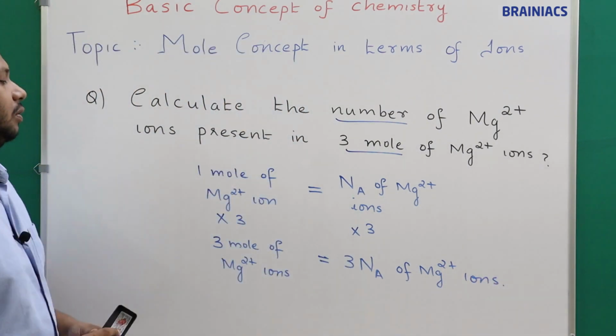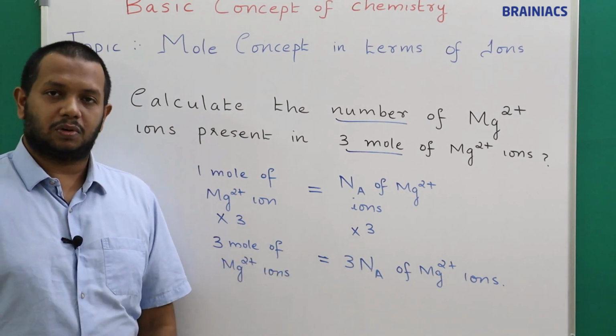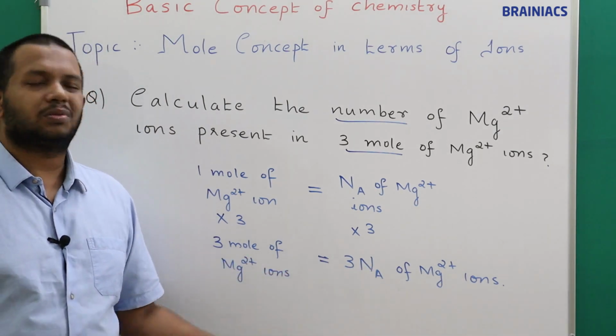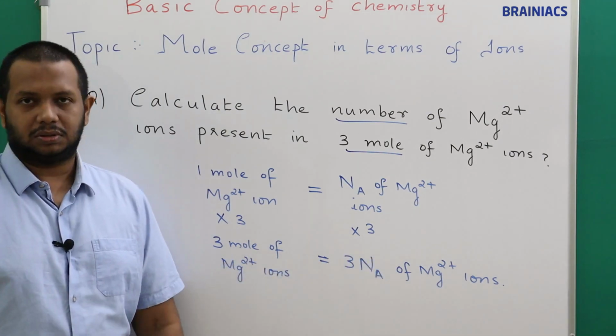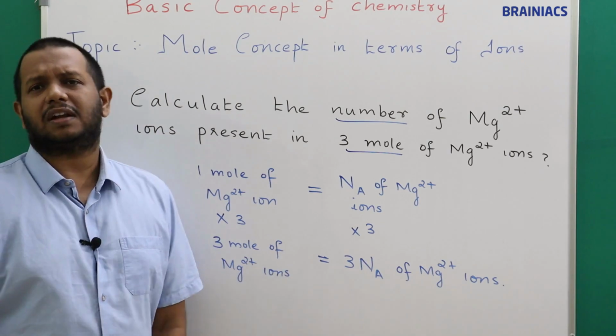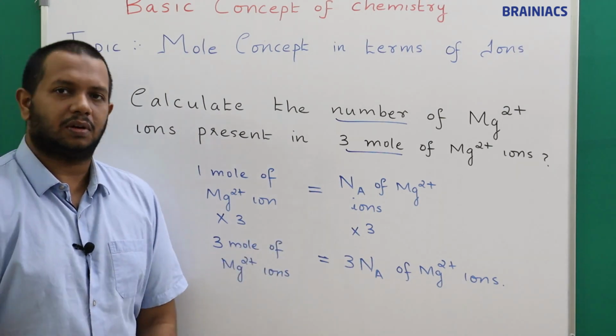Okay. So here 3Na means it will be 3 into, as you know, 6.022 into 10 power 23. So 6 into 3, 18 into 10 power 23 Mg2 plus ions. So the same way we have done in the case of atoms and molecules also. So I hope you understood. We will go to the next question. Okay.